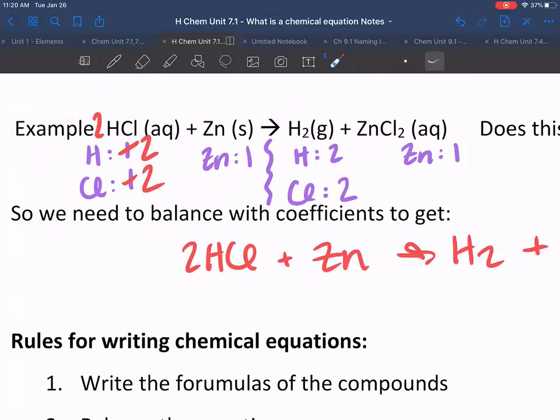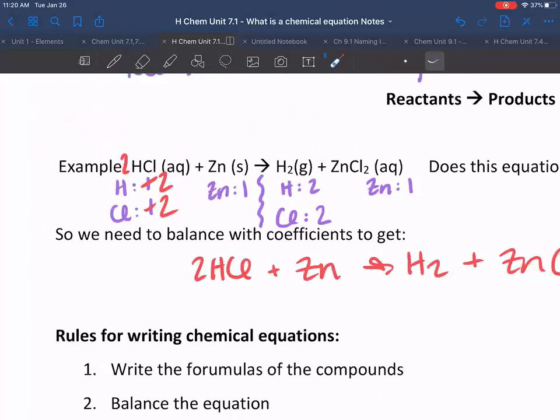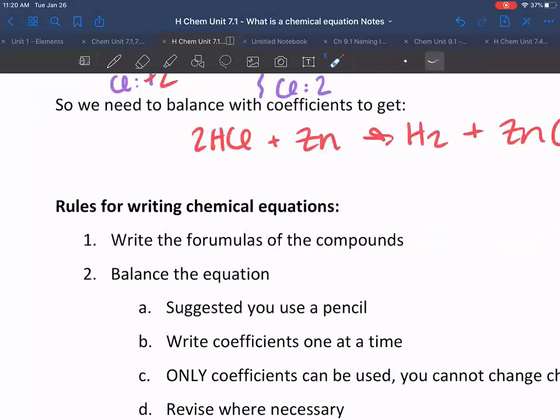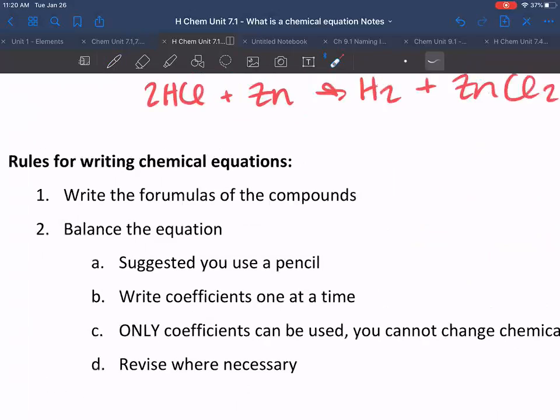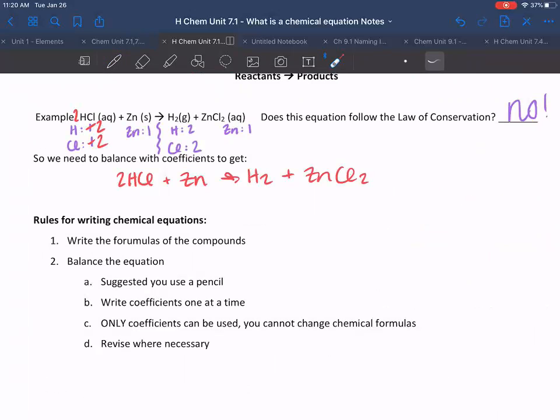Don't worry about whether you use a pencil or not. It's up to you. Write coefficients one at a time. That means if there's multiple things that have to change, only write one at a time, see what the change is, and then continue on. It'll keep things less messy. And again, I talked about this already, only coefficients can be used and revised when necessary.